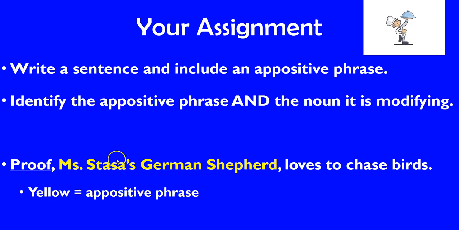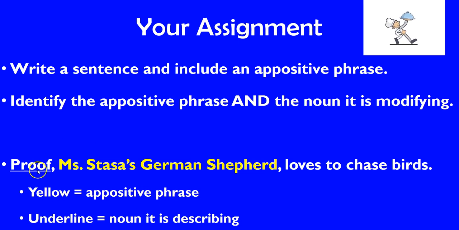Very important that you tell me, though, how you did it. So yellow is my appositive phrase. Underline is the noun it is modifying. You can't just do this part of it. This part, yellow, is the appositive phrase. Underline is the noun it's describing, which is necessary to get full credit for your assignment.